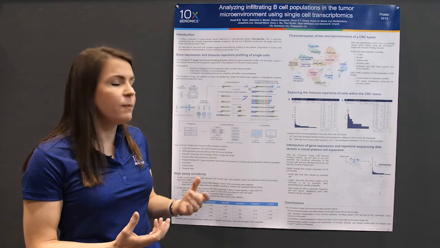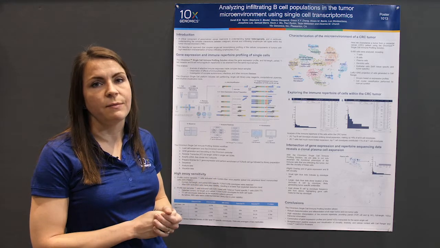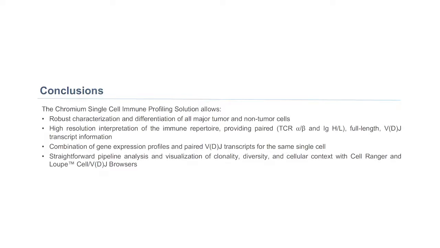That's really nice because now we can really get at the functional phenotype, which we haven't been able to do before. So the conclusions from this poster: the workflow allows you to robustly characterize and differentiate the major tumor and non-tumor cells. We get a high-resolution interpretation of the immune repertoire with the paired TCR alpha and beta sequences or the paired heavy and light chains for the B cells. And combining this data for the same single cells allows us to really understand the functional phenotype of the cells within the immune cell infiltrate.